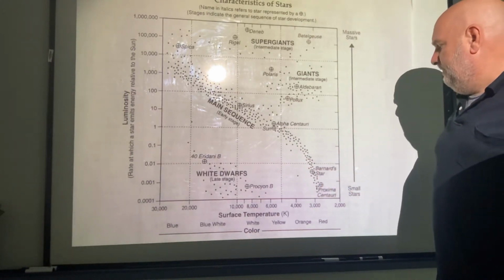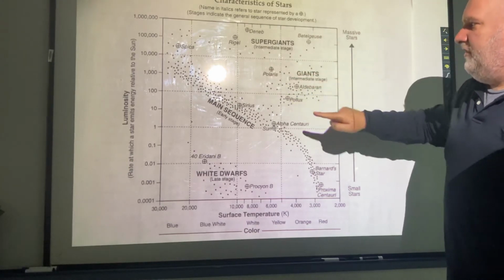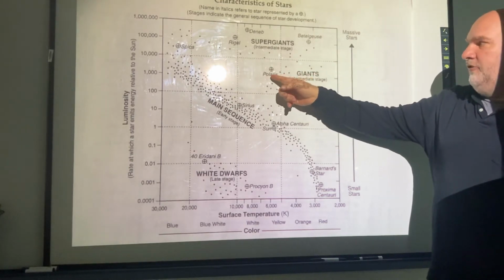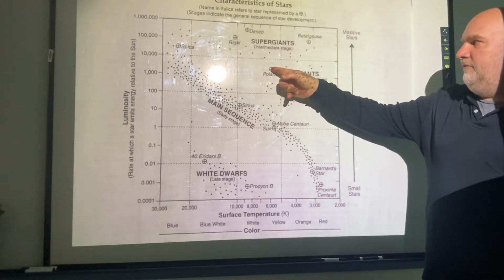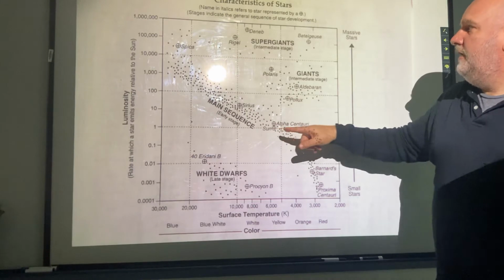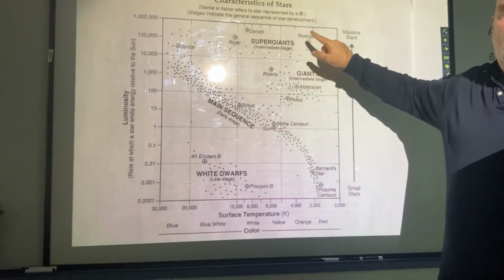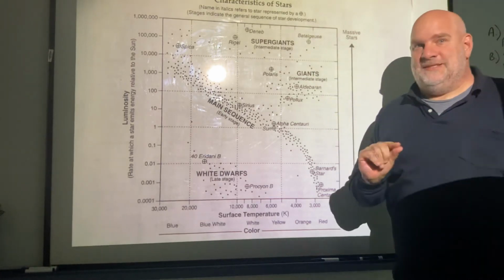It's fairly easy. Oh, and also these little circles with the crosses in them, that's a particular star. So that's like the star Polaris, that's where it falls on this chart. The sun, that's where it falls on the chart. Betelgeuse, that's where it falls on this chart. The ones with the circles and the crosses are very specific stars.